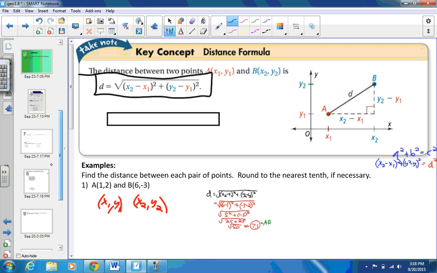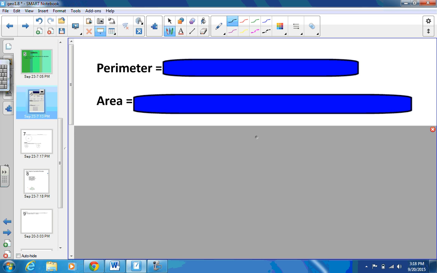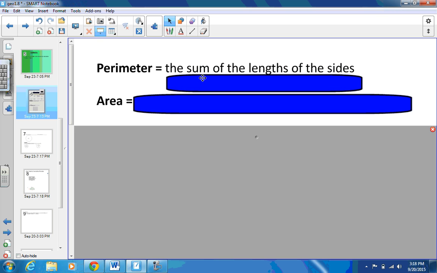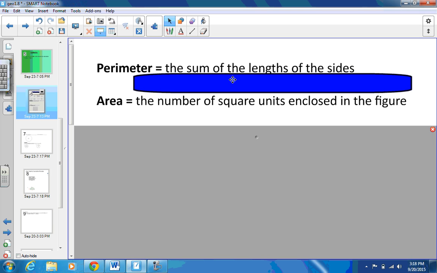But I'd rather get here to this main portion, which is dealing with perimeter, area, and circumference. So 2 key terms here. First one is perimeter. Perimeter, you should know by now, is the distance around a figure. If you're having sides, it's the sum of all the side lengths. If it's a circle, it's how far around that circle it is. Area, on the other hand, is the number of square units enclosed in the figure. So it's inside of the figure.